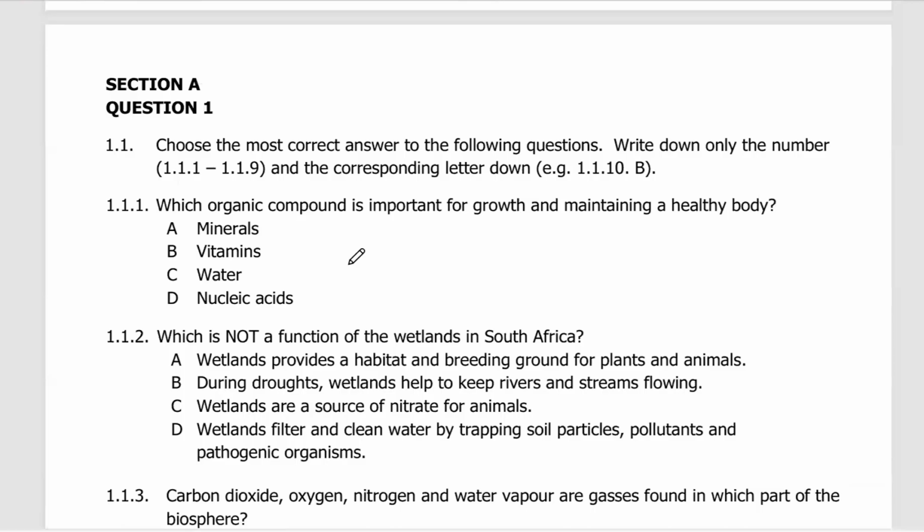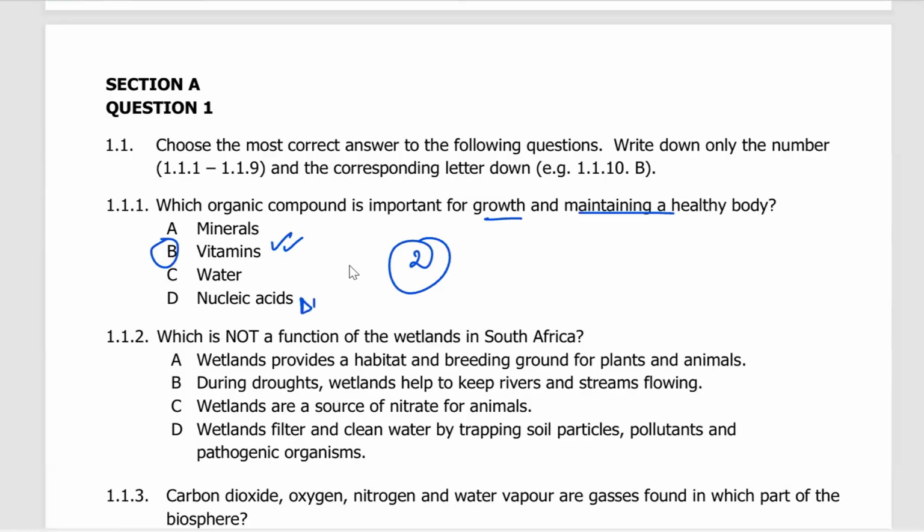So the first question: which organic compound is important for the growth and maintaining of a healthy body? So we are looking for something that makes for proper growth and maintaining a healthy body. We call that vitamins. So we have that. We get 2 marks there.